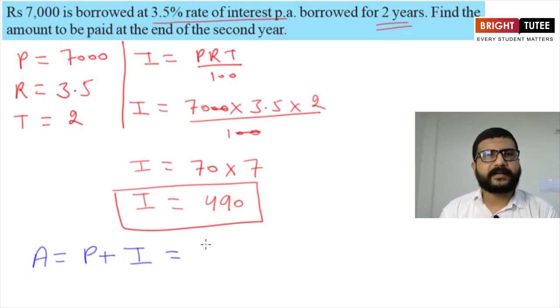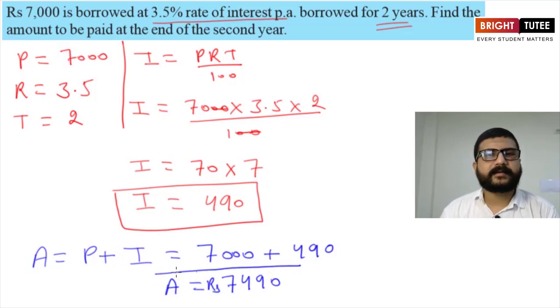Now from here we can find this. P is 7,000 plus I, which is 490. Now 7,000 plus 490 will give us amount is equal to 7,490. So the amount to be paid at the end of the second year will be rupees 7,490.